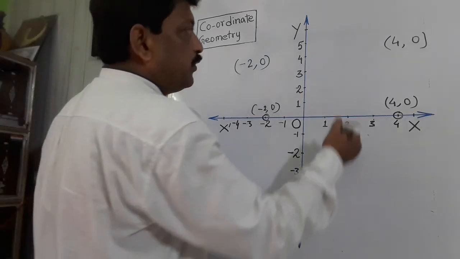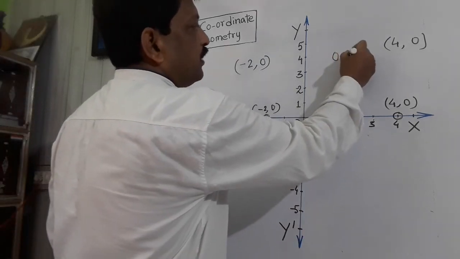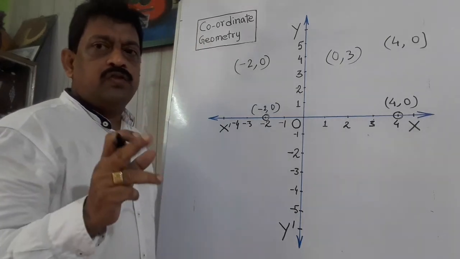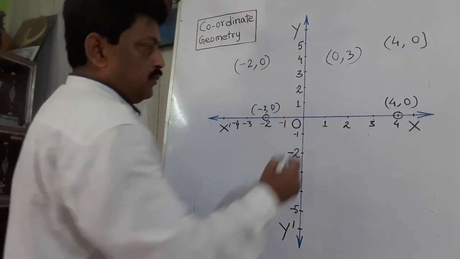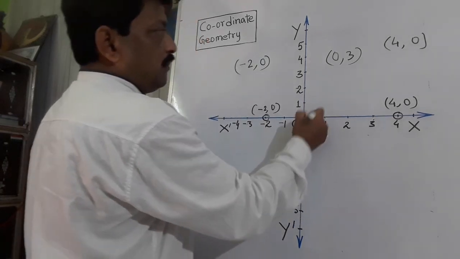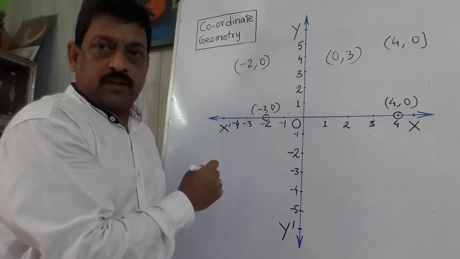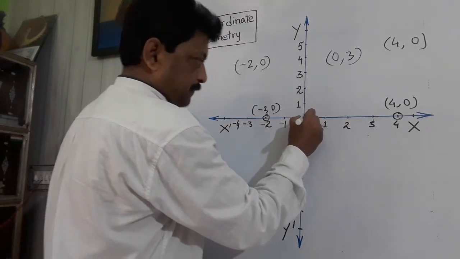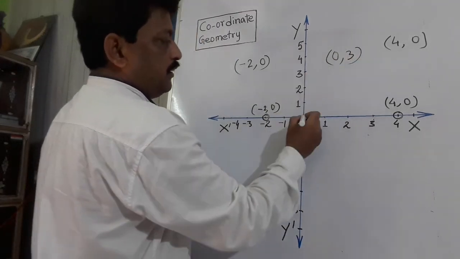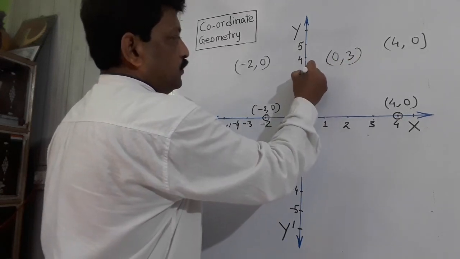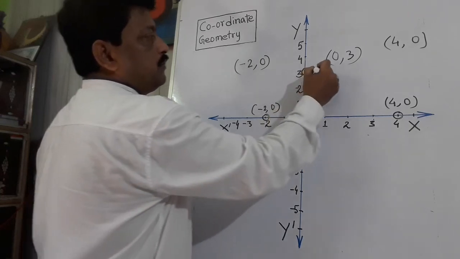Similarly, if any point is written in the form (0, 3), this time the abscissa is 0 and ordinate is 3. So since we are starting from the origin and the abscissa is 0, we cannot move to the right or left. So we have to stick to this point here. And then the ordinate is 3. Since the ordinate is positive, we have to move up here. So this is the point (0, 3).